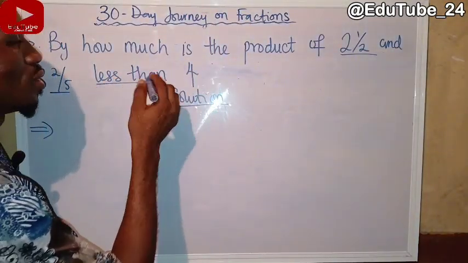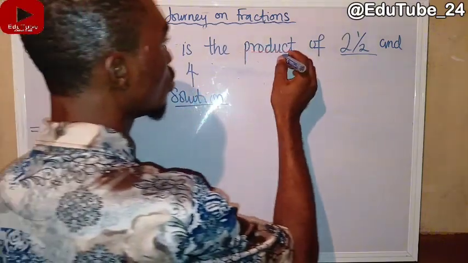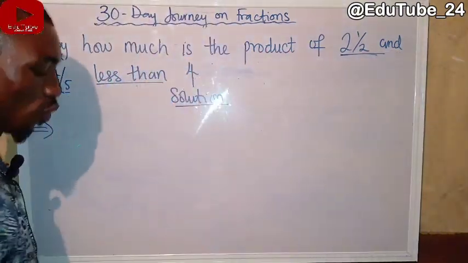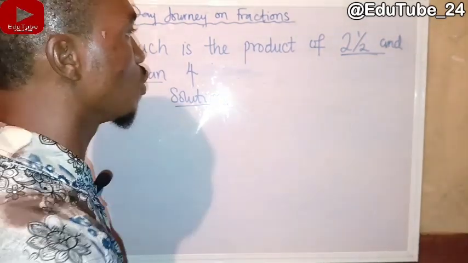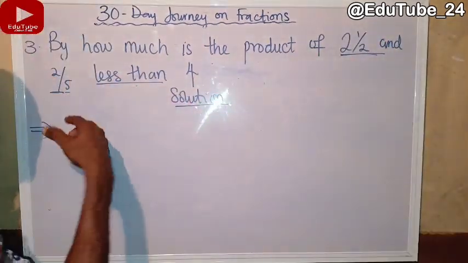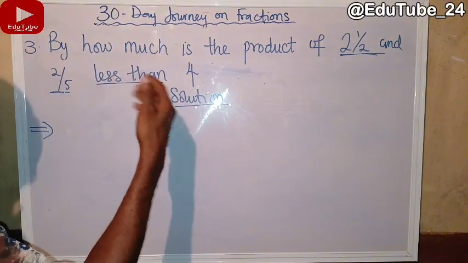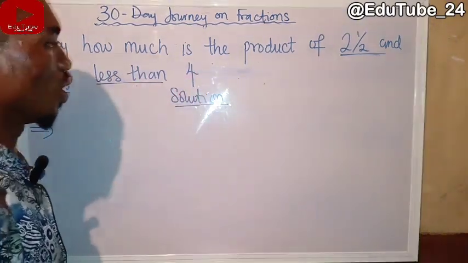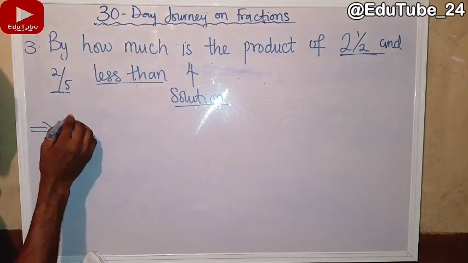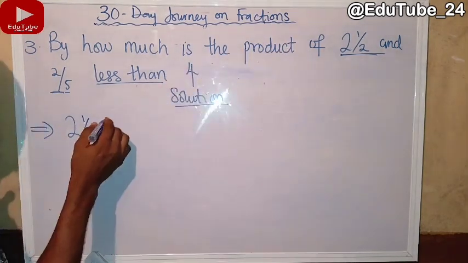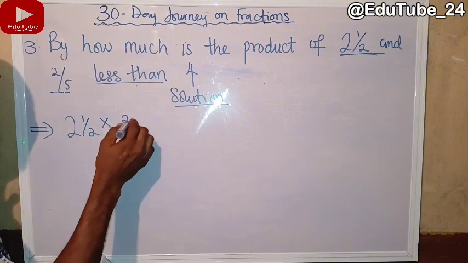Less than here means minus. By how much is the product of this number and this number less than 4? Now, considering the sequence of the question, we have to find the product of 2 whole number 1 over 2 and 2 over 5 first of all. Then we now find out by how much it is less than 4. So let's write out the question. 2 whole number 1 over 2 product, don't forget, times 2 over 5.